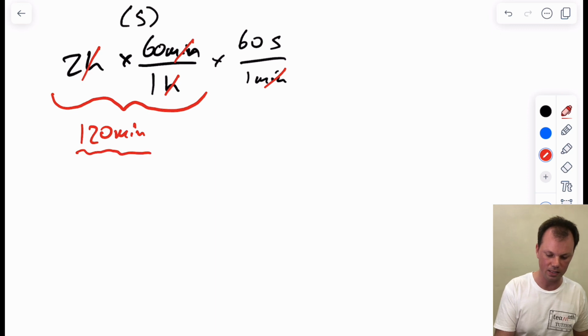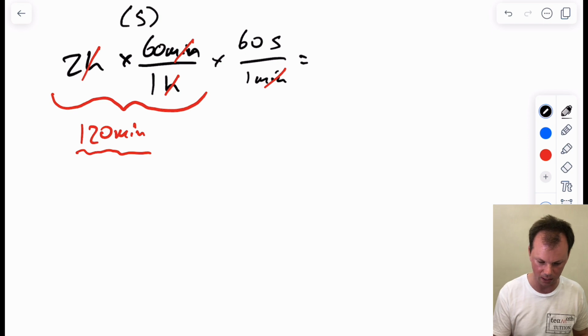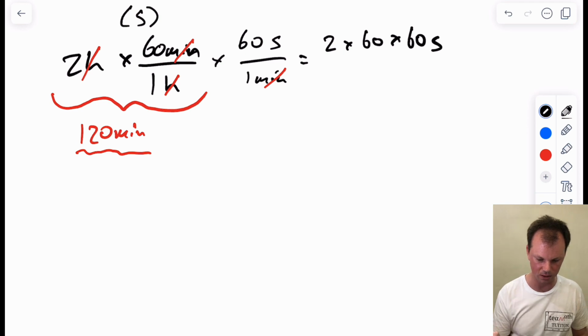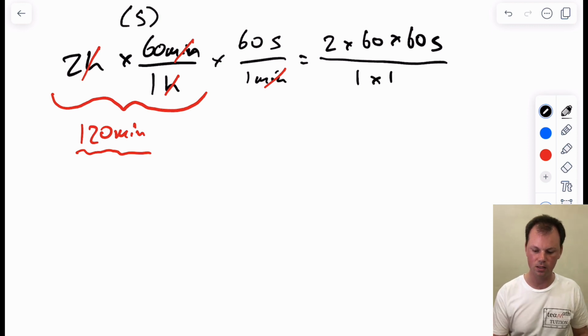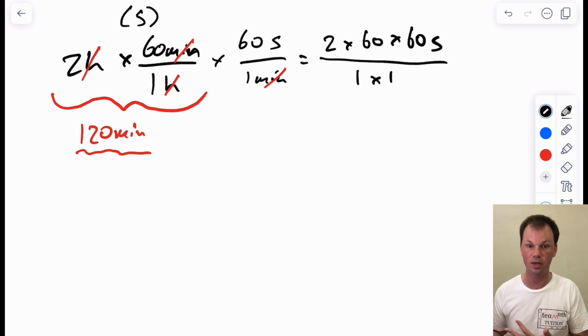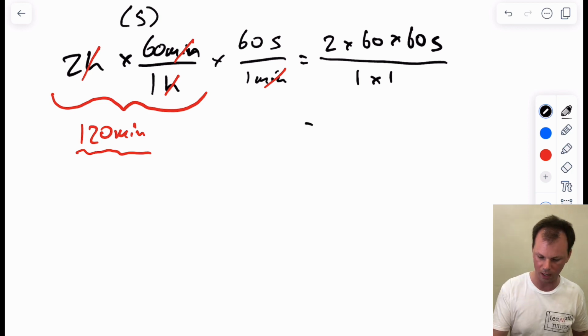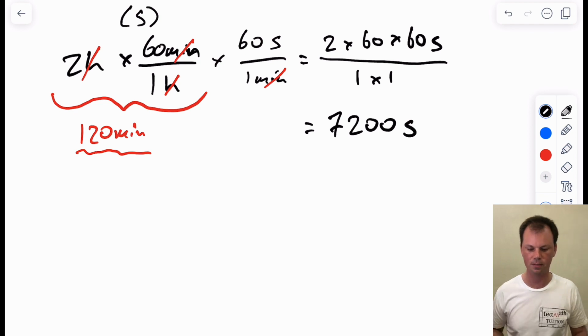Now, I don't necessarily need to write this in the middle. I can say what's left in my fraction. I have 2 times 60 times 60s is on the top, and on the bottom we have 1 times 1, and that's all that's there. So if I put that into my calculator, 2 times 60 times 60, it's going to tell me how many seconds I have. I think that is the same number we had before. Yeah, it is. We got 7,200 seconds.